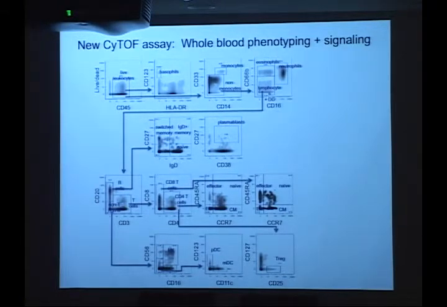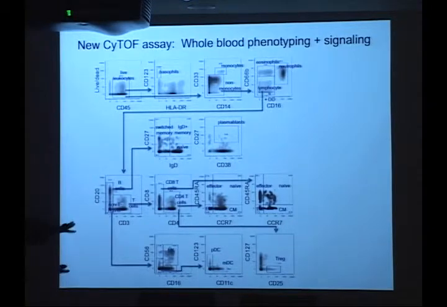So this is kind of our latest effort, which is led by Rosemary Fernandez in the lab, and which is a whole blood phenotyping plus cell signaling panel. And it identifies, as you can see here, essentially 32 different cell subsets within whole blood, from the different types of granulocytes to various B cell subsets, T cell subsets, Tregs, dendritic cell subsets, and NK subsets.